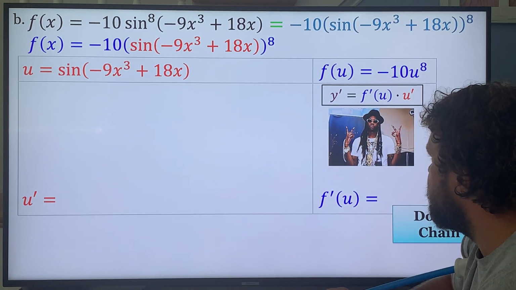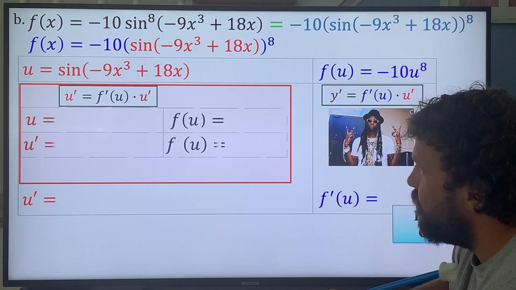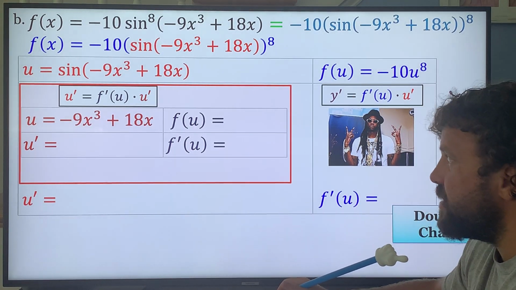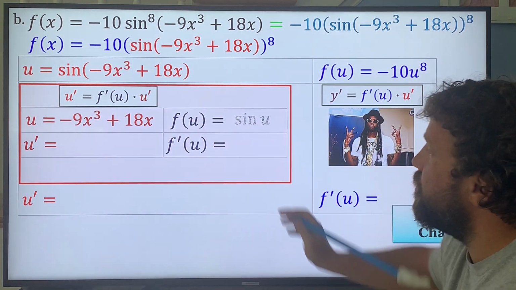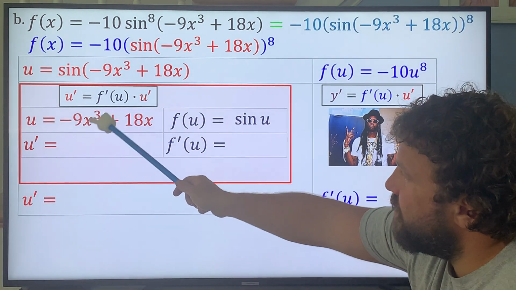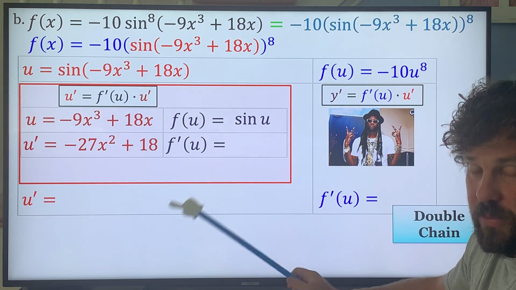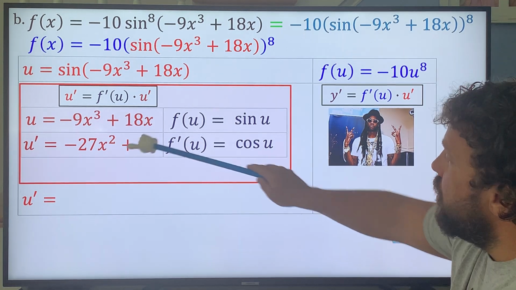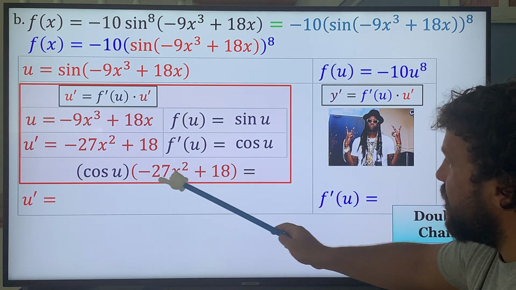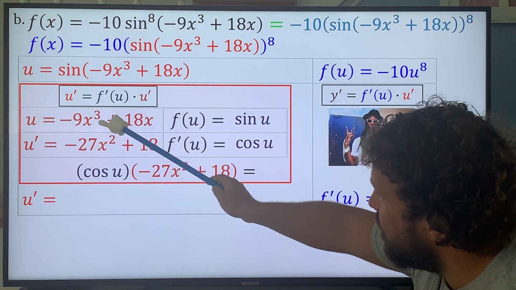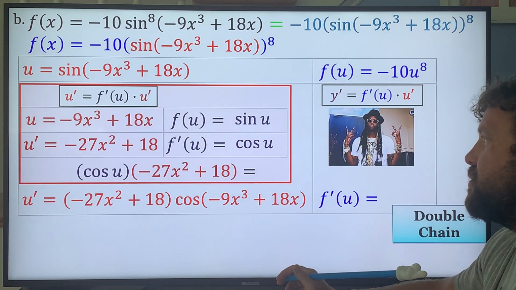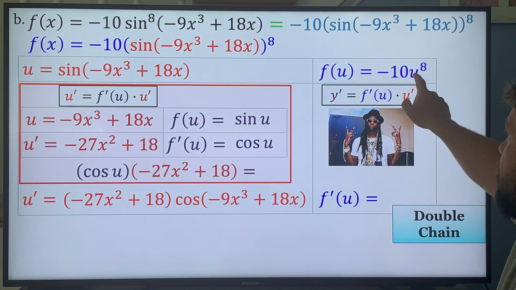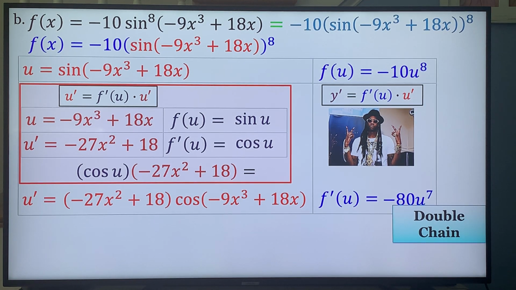What do you got next? U prime. U is the inside of the trig function, negative 9x cubed plus 18x. F of u is sine u. U prime, negative 9 times 3x squared plus 18 times 1 is negative 27x squared plus 18. Derivative of sine is cosine. U prime times cosine u. Negative 27x squared plus 18 times cosine of this u right here, negative 9x cubed plus 18x. F of u is negative 10 times 8 u to the 7th, which is negative 80 u to the 7th.